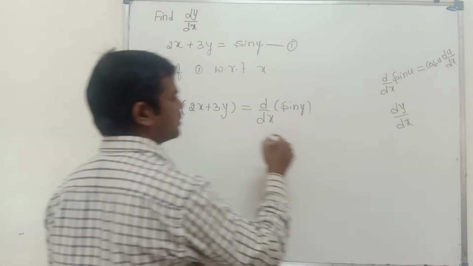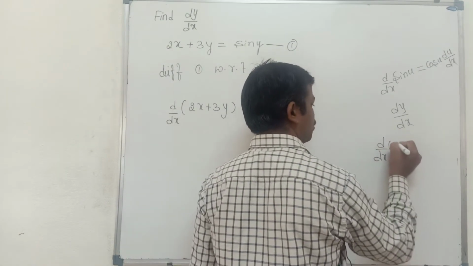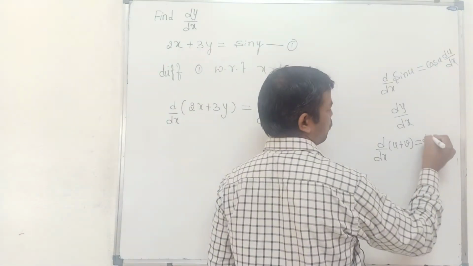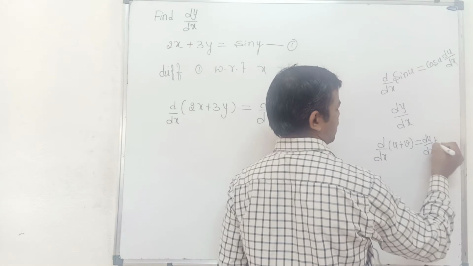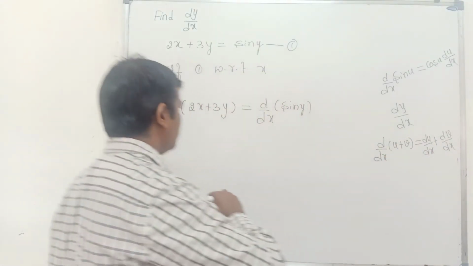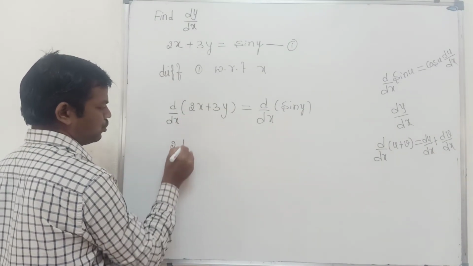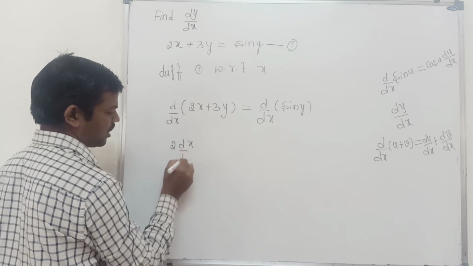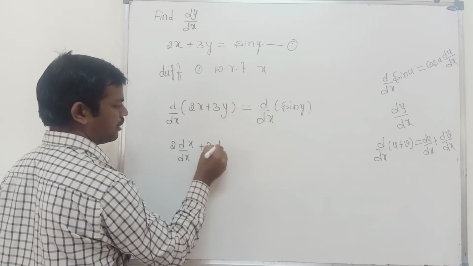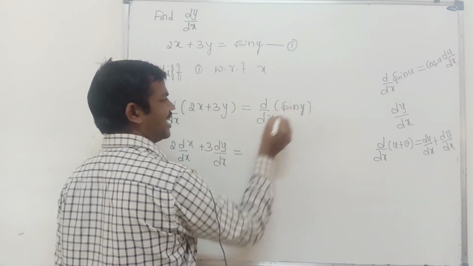Let me use the sum rule here. Derivative of u plus v is du by dx plus dv by dx. We have learned all this in first year. So now differentiate: 2 is a constant, so 2 into derivative of x with respect to x plus 3 into the derivative of y, which is dy by dx, is equal to the derivative of sin y.